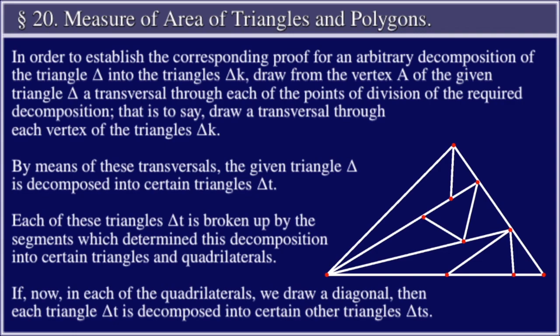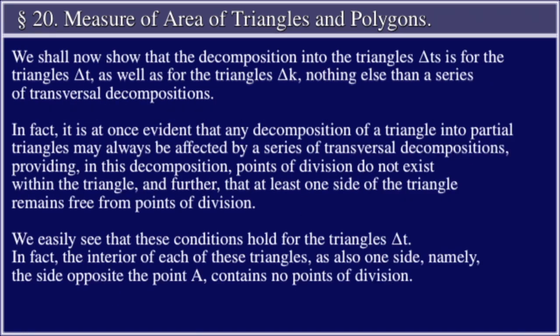Each of these triangles, the delta_t, is broken up by the segments which determine this decomposition into certain triangles and quadrilaterals. If now, in each of the quadrilaterals, we draw a diagonal, then each triangle delta_t is decomposed into certain other triangles, delta_ts. We shall now show that the decomposition into the triangles delta_ts is, for the triangles delta_t as well as for the triangles delta_k, nothing else than a series of transversal decompositions.